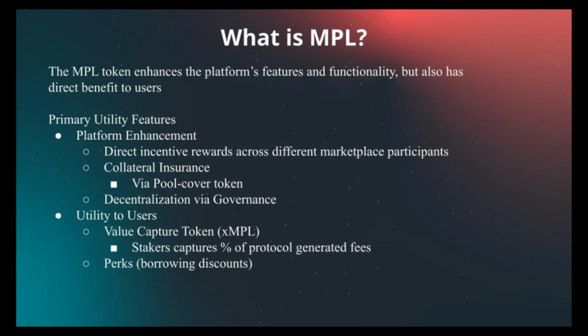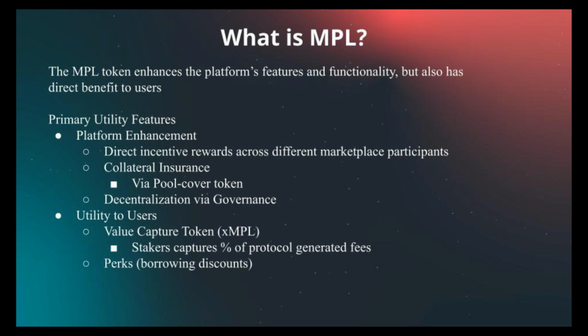If I had to summarize it, number one, it is used to improve and enhance the platform and underlying product, and it does this through token incentives and through product feature enhancement. And the other one is the direct utility to the users and token holders. Let me go through each one. For platform enhancement, I think the most powerful feature of using Maple is that you can use it as an incentive reward to incentivize different behaviors on the platform.